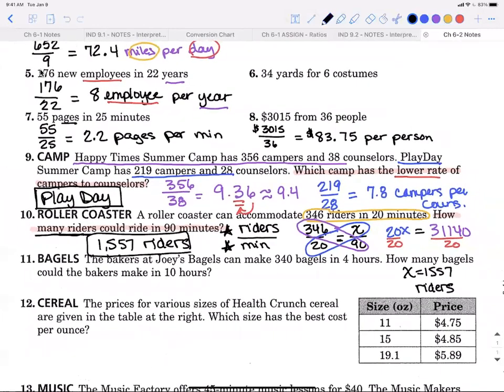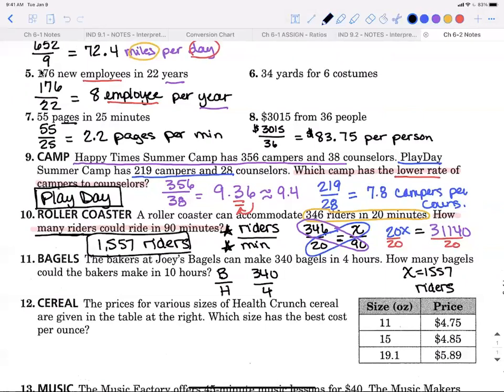The bakers at Joey's Bagel can make 340 bagels in 4 hours. I'm going to set up my initial fraction of bagels over hours. And I don't care if you abbreviate as long as your abbreviations make sense. So my fraction is always going to be bagels on top, hours on bottom. I'm given 340 bagels in 4 hours.